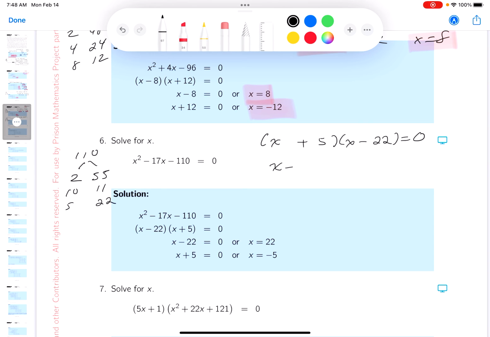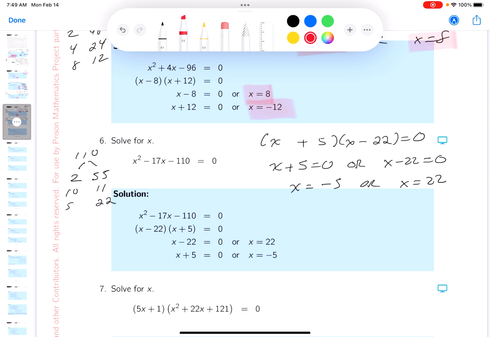I set the factors equal to 0. One of the factors is x plus 5, that equals 0, or the other factor, x minus 22 equals 0. Again, a lot of students don't write that down, and that's fine. I'm just showing you what goes on in my head. What goes next? X is minus 5, or x is 22.